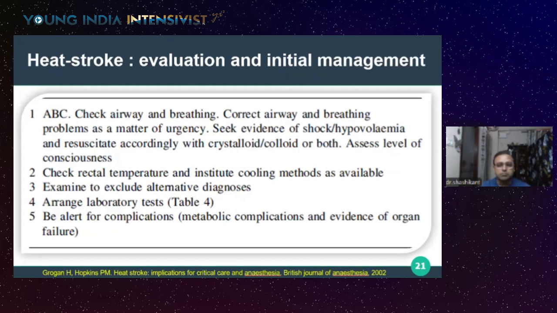So, how to evaluate and manage the patient with heat stroke? Again, it starts with the very basic ABC, that is checking airway and breathing, then focusing on hydration status, giving volume resuscitation, checking the rectal temperature, and we have to institute cooling methods at the earliest possible. And we definitely need to rule out alternative possibilities of raised body temperature, or patients who are mimicking heat stroke. We order laboratory tests, and we have to monitor the patient for metabolic complications and end organ failure.